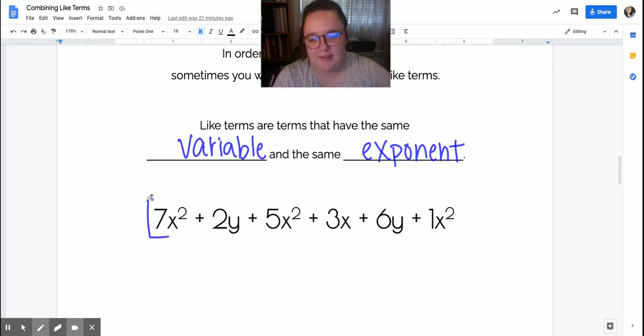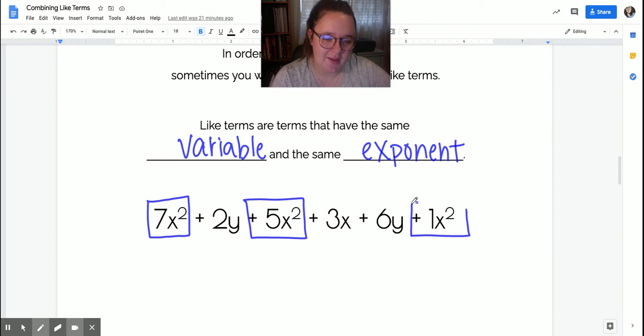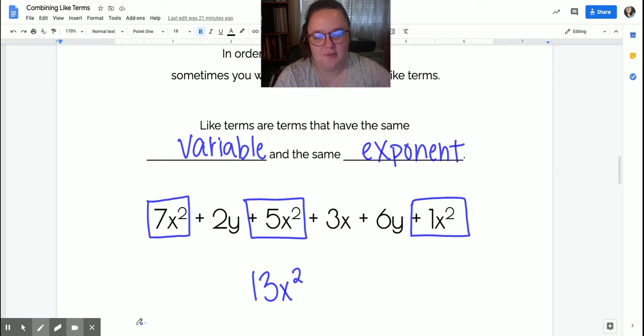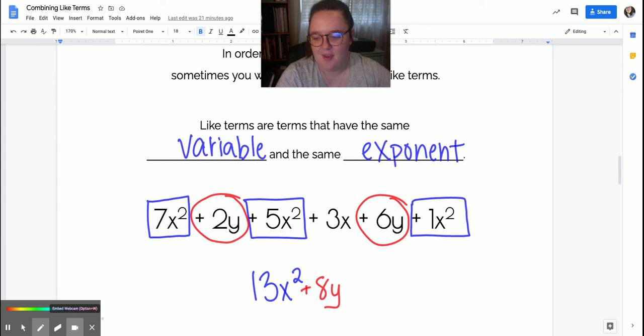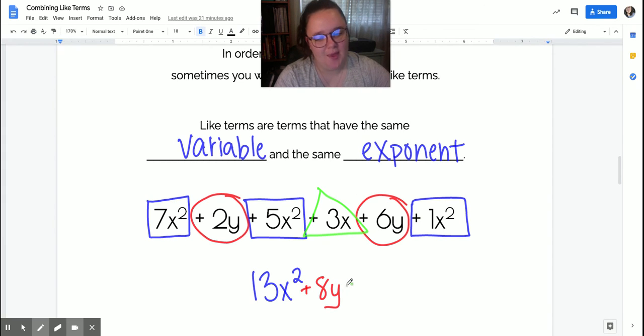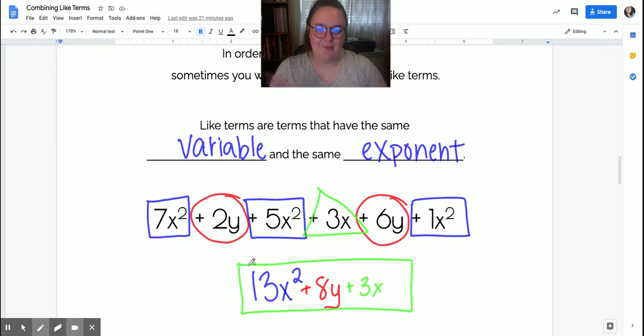So I can say 7x squared, and a 5x squared and a 1x squared are like terms. So when I combine those, 7 and positive 5 and positive 1, what do we get? 13x squared. Then I look for my next ones, 2y, 6y. They're both positive, so when I combine them, I get 8y. And then lastly, this 3x is by himself, but I have to include him in my answer. There we go. We just combined what we could and combined those like terms.